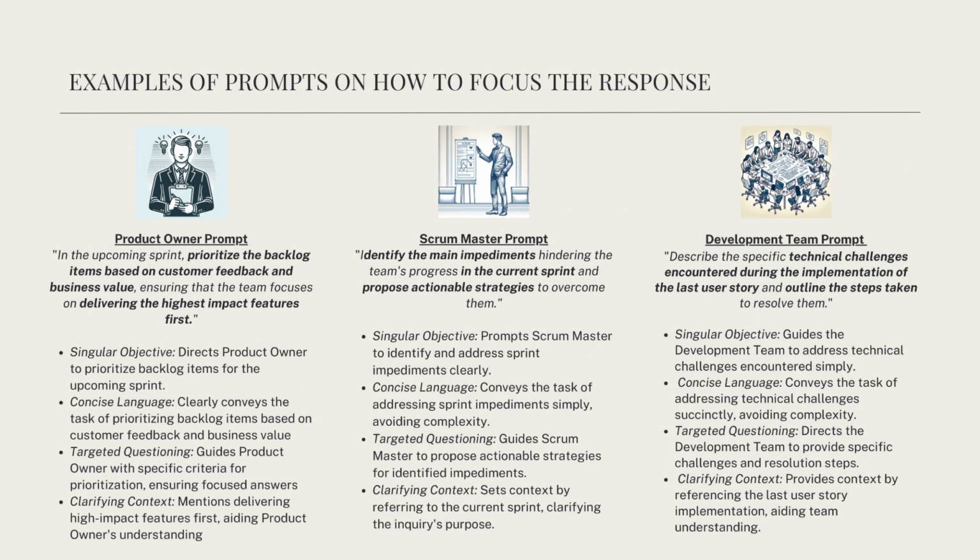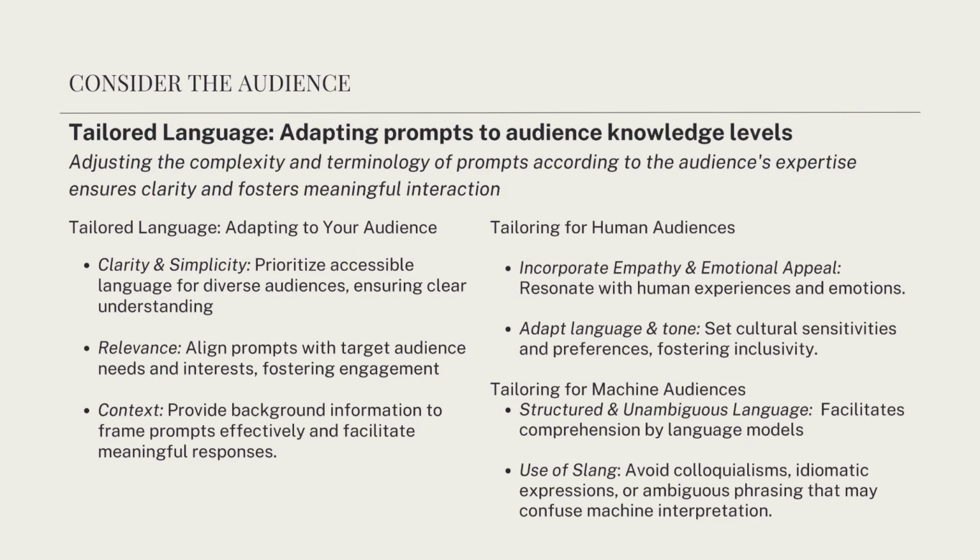For a Scrum Master, a focused prompt is: identify the main impediments hindering the team's progress in the current sprint and propose actionable strategies to overcome them. It has one job: identify and propose. For the development team, it's describe the specific technical challenges encountered during the implementation of the last user story and outline the steps taken to resolve them. Notice the singular objective and the clear, action-oriented language. These prompts don't leave room for the AI to wander off topic. They pin down exactly what you need to know.